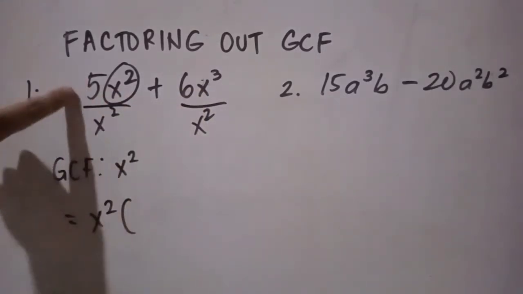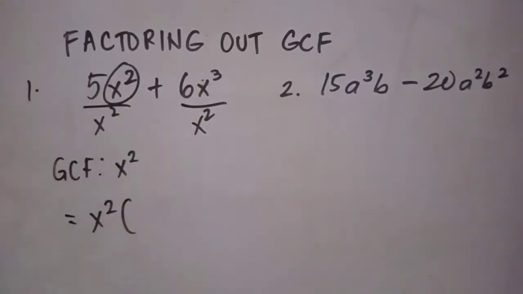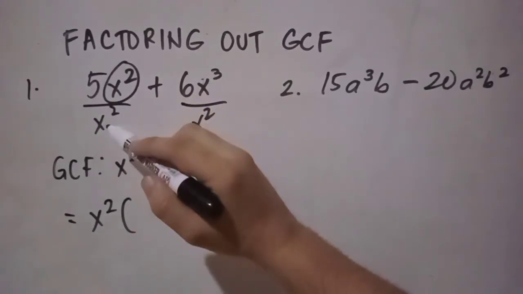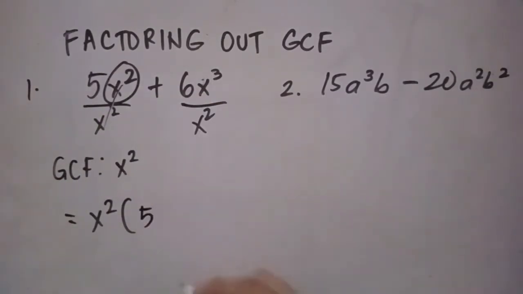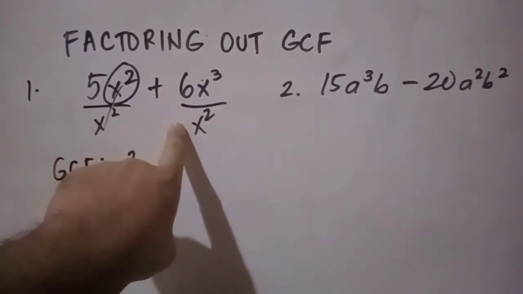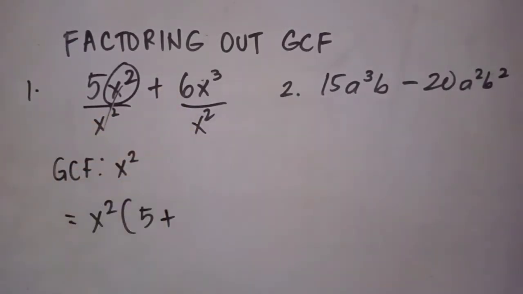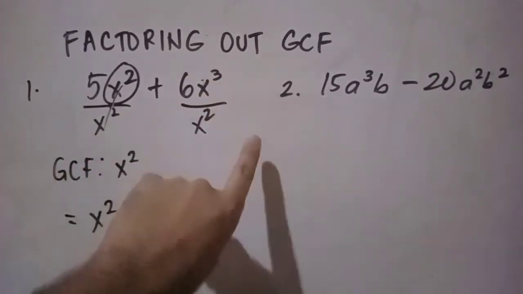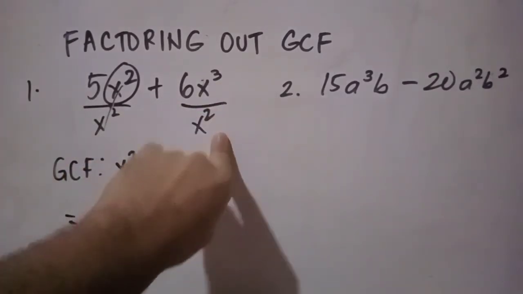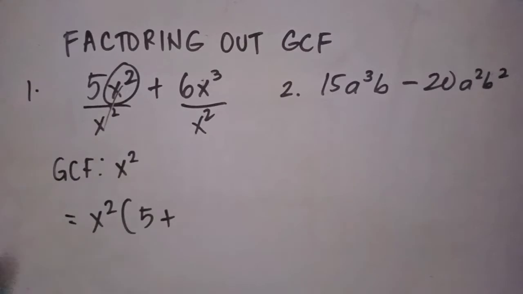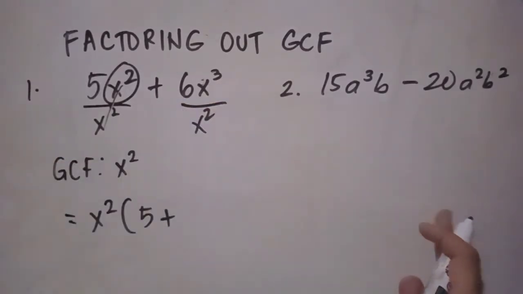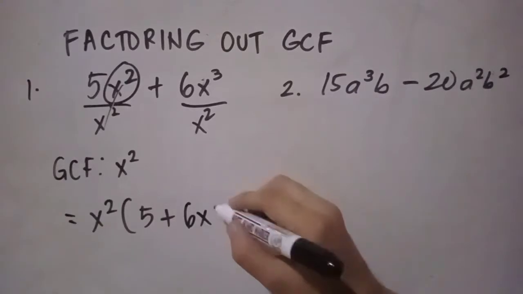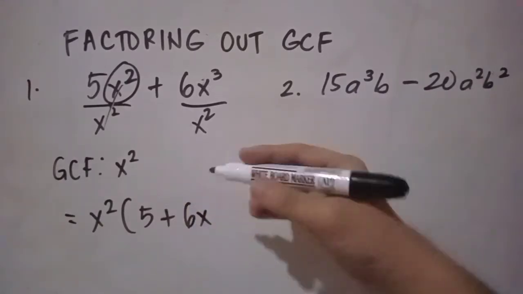Okay? So, unahin natin si 5x squared divided by x squared. So, cancel pareho yan. 5 na lang ang natira. Plus, 6x cubed divided by x squared. So, ibig sabihin nun, sa tatlong x, dalawang x ang kukunin, madidivide, or mawawala. So, ang natitira na lang is isang x na lang. Ano? So, 6x. Okay? 6x to the first power or 6x na lang.